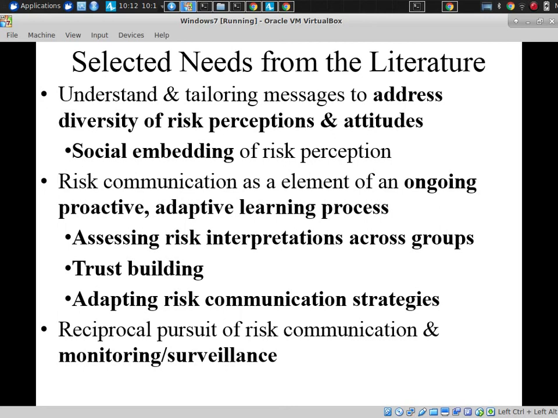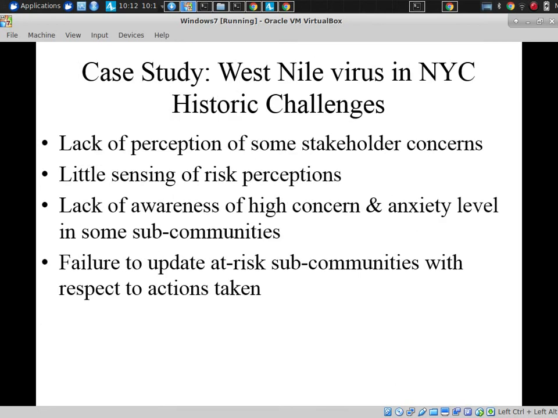So here, risk communication is a process that is undertaken in an open way, seeing the reactions and responding to them, and responding to fill the gaps in understanding and in trust. We can use it to assess risk interpretation across different groups, to engage in elements of trust building, figure out where that trust is most keenly lacking, and to adapt the risk communication strategies. And finally, there's this notion of pursuing the risk communication and monitoring surveillance as a whole, together, jointly, to greatest insight, and that's what this whole strategy relies on.